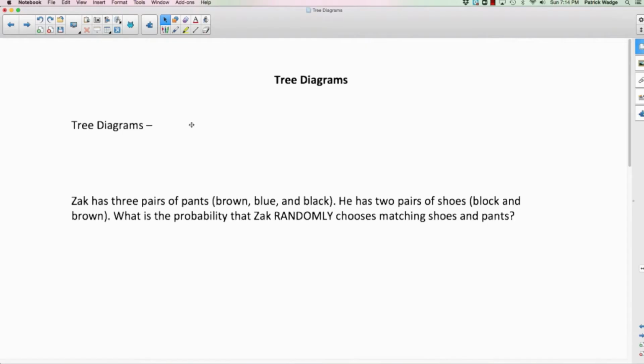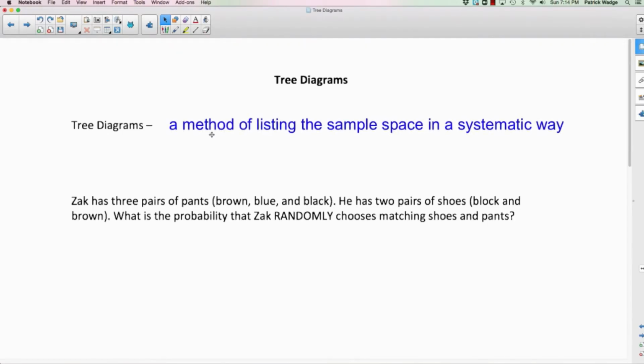It's important. All right, so tree diagrams are a method used to list the sample space in a systematic way. Remember, a sample space is all the outcomes. So when you flip a coin, heads and tails. Two items make up the sample space. When you roll a die, 1, 2, 3, 4, 5, 6 makes up the sample space. And sometimes it can be very complicated to figure out what the entire sample space is. So a tree diagram can help you do that. They can also be very helpful solving probability questions.